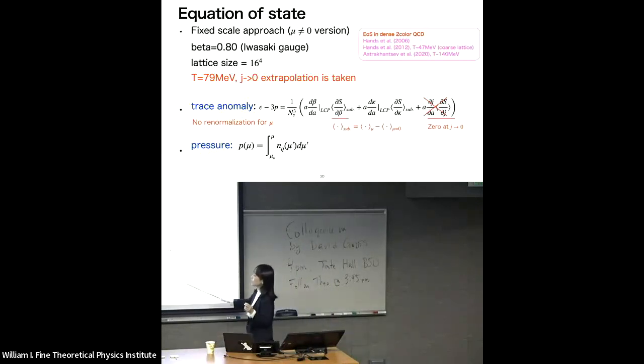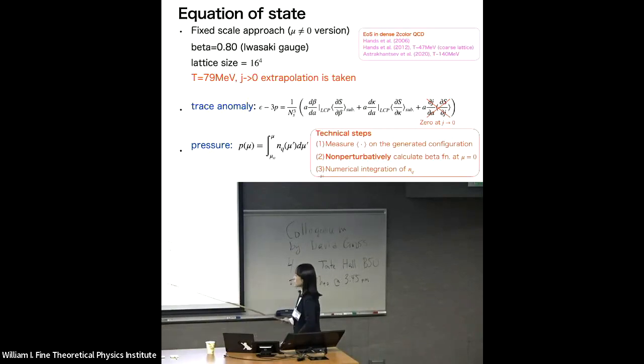So essentially, we have to calculate the beta function of the gauge coupling constant and the mass parameter, and we have to measure this one, which is F mu nu, and this one, which is psi bar psi, using the generated configurations. This is the first step. And we have to obtain these beta functions non-perturbatively using the lattice simulation. The third step is we obtain the pressure independently. We can obtain the pressure by numerical integration of the quark number operator. I already showed our raw data in the previous slide.